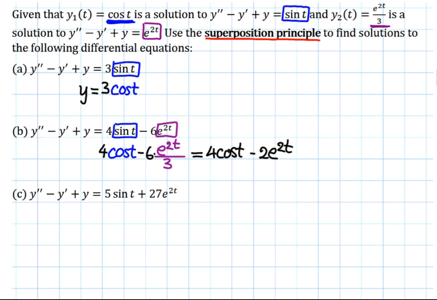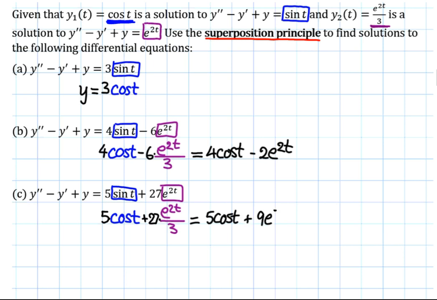Similarly, on the last problem, we have sine t, then the solution must be cosine of t. And for e to the 2t, the solution must be e to the 2t over 3. And then we have 5 in front of cosine t, and then 27 in front of e to the 2t over 3. And that simplifies to 5 cosine of t plus 9 e to the 2t. And that's what we have.